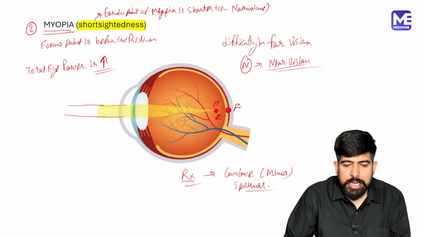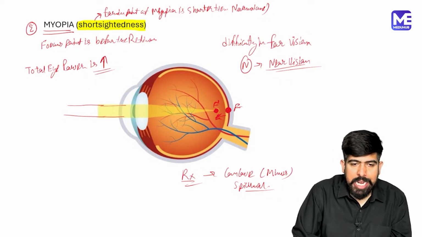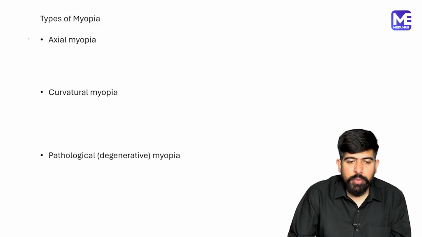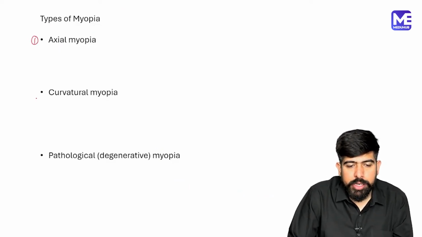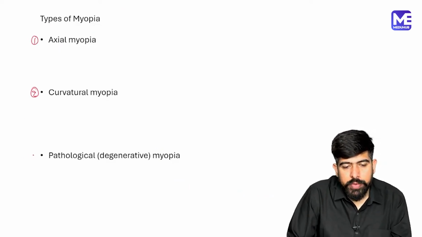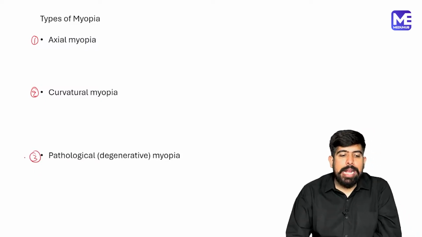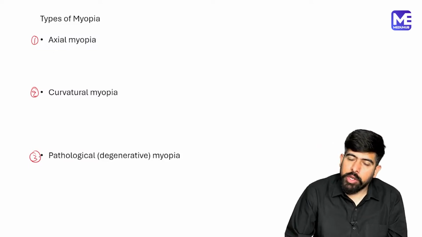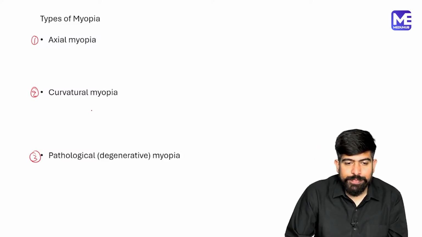Now moving forward to the next one. There are three types of myopia. The first one, which we talked about, is axial. The second one is curvatural, and the third one is pathological. Right? So we have the axial, the curvatural, and the pathological.